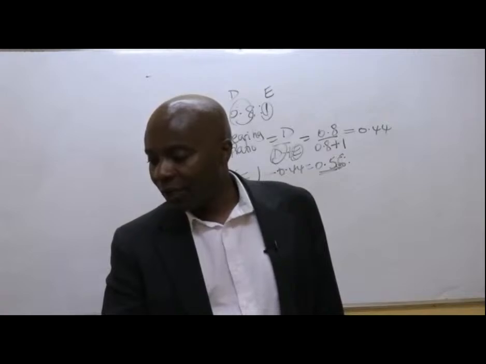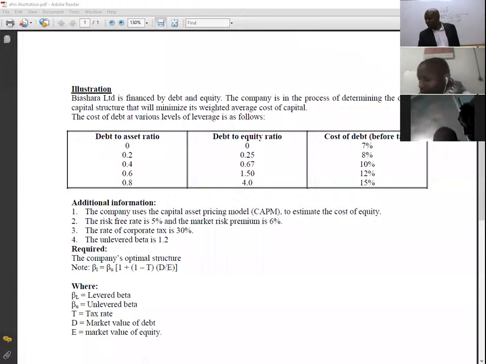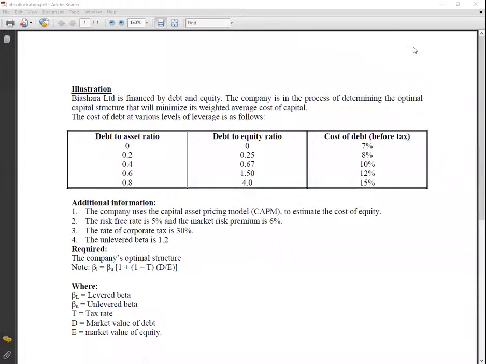Now, ladies and gentlemen, to be able to put across this concept of Hamada's model nicely, I have a question for you. It reads: Biashara Limited is financed by debt and equity, 2 components only. The company is in the process of determining the optimal capital structure that will minimize its WACC.